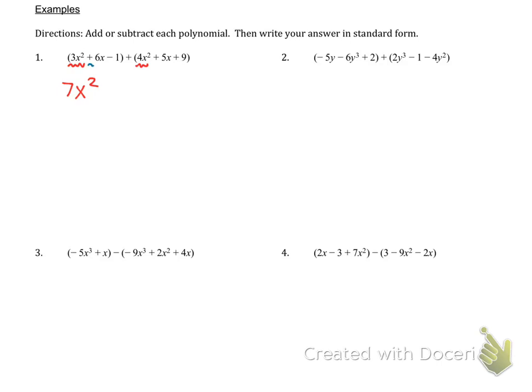Next I have a positive 6x and a positive 5x. So 6x plus 5x is 11x. So I'm going to write plus 11x. And then I have a negative 1 and a positive 9. Negative 1 plus 9 is 8. Since it's a positive 8, I'm going to write plus 8. And our answer is written in standard form because the degree goes 2, 1, and then 0.